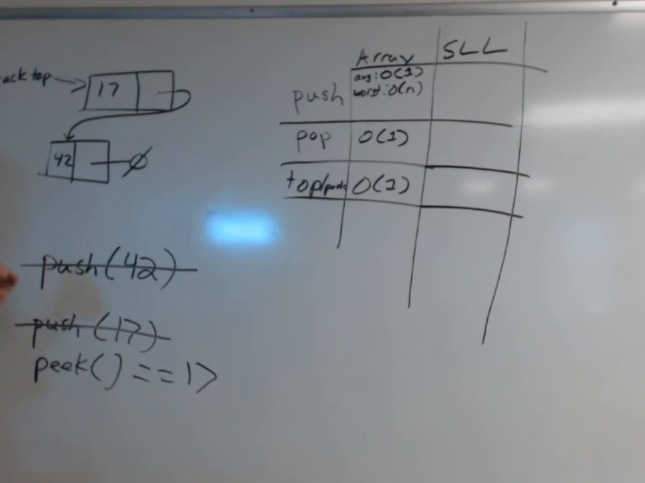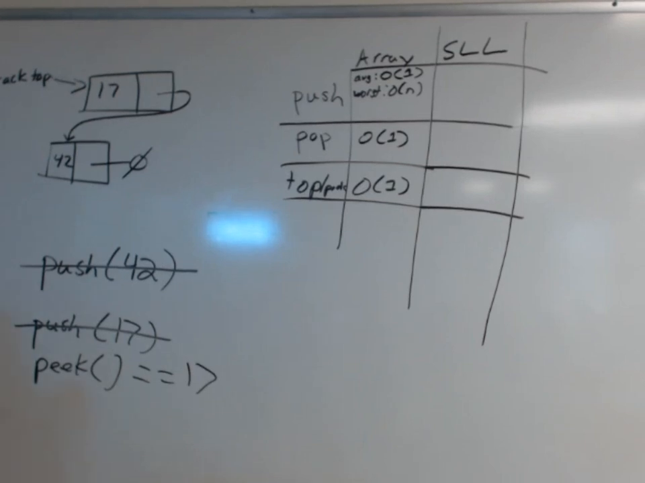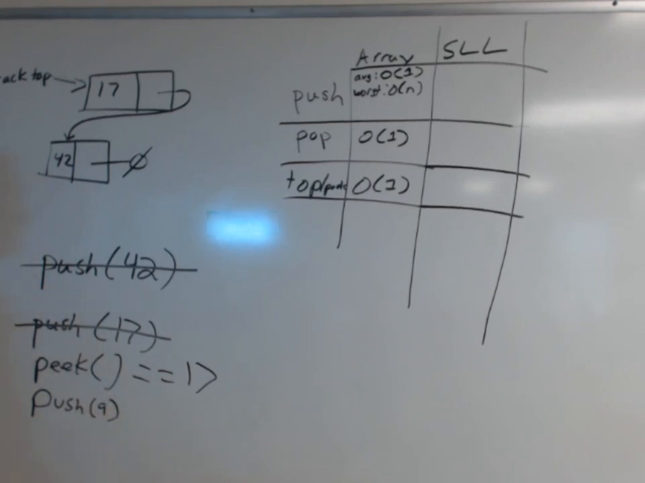So this requires fewer pointers. Yeah, singly linked list. We're just doing this with pointers. Let's go ahead and push one more element, just to make sure it's clear what's going on. Push. Let's do 9. What do we do?